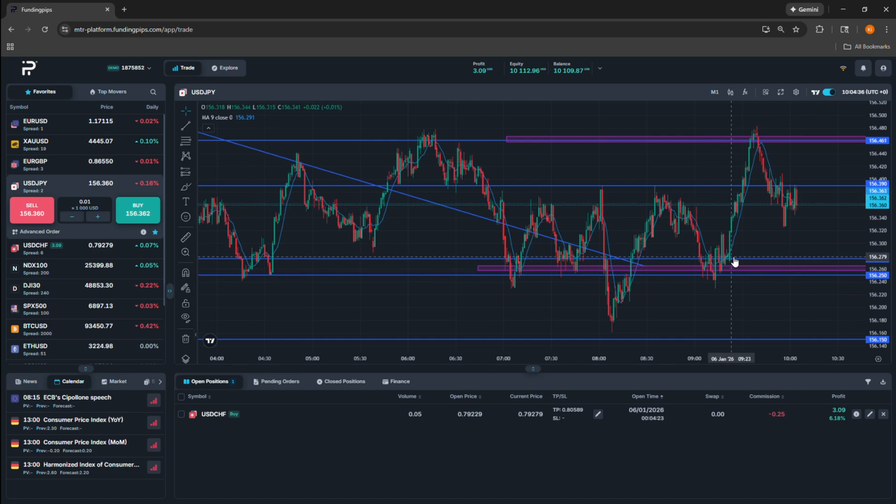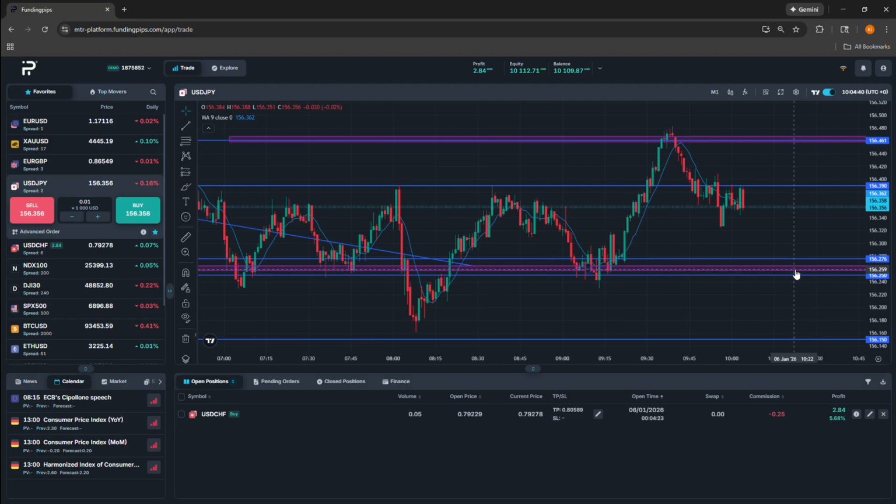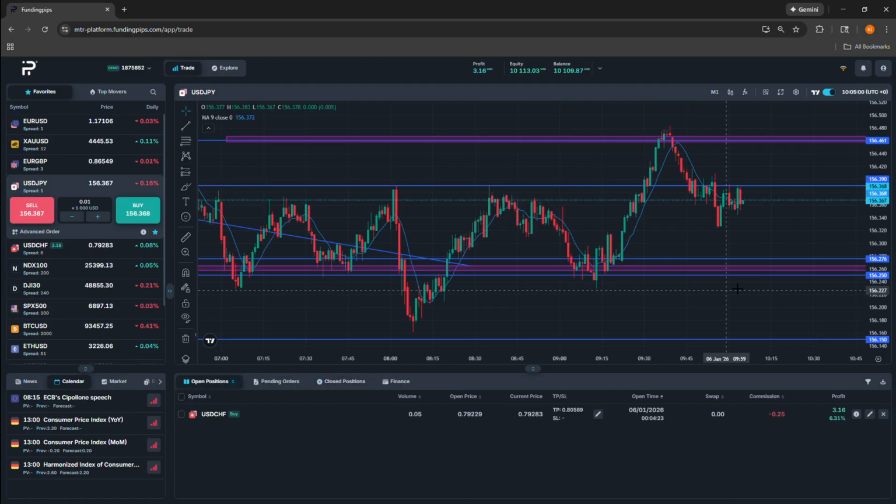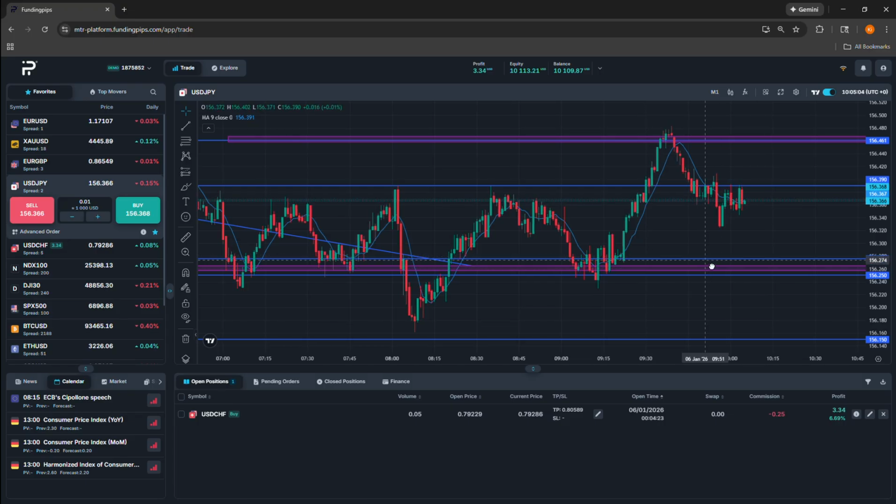See, I drew the support here, but it's not coming down to here. So I would say that if it comes here, then I would be interested in entering into a trade. But if it's here, it could come down and then go all the way down. So this is not an area where I'd be interested in entering. I want the price to be in this area right here, and it has to behave.